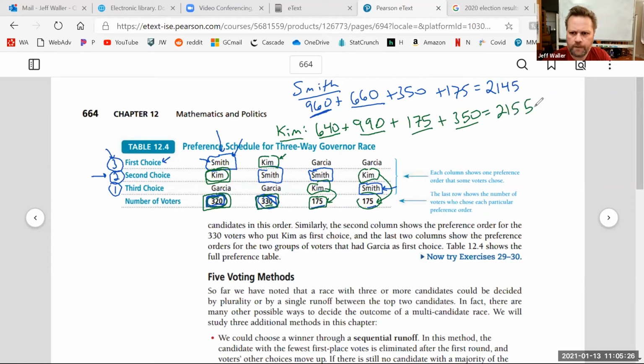Wait a minute. You get 1 point for 175, for third choice, don't you? Yep, that's happening right here. And then here she got second place, 2 points times 175. 170. There we go. Okay.